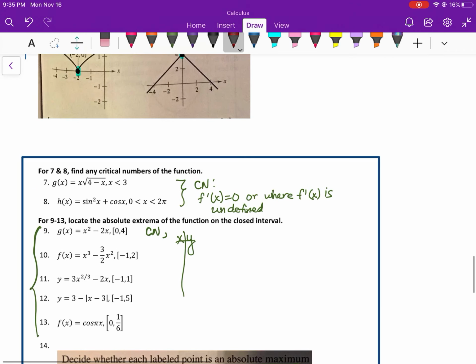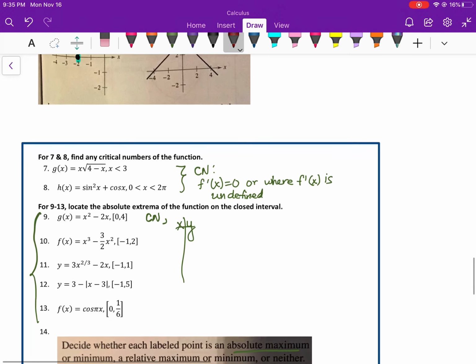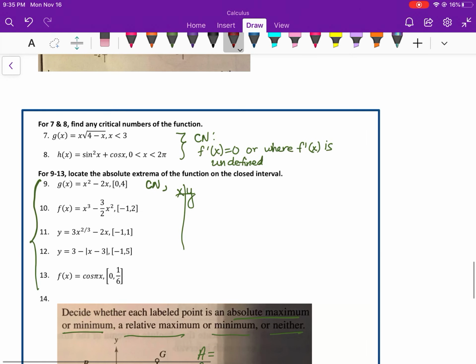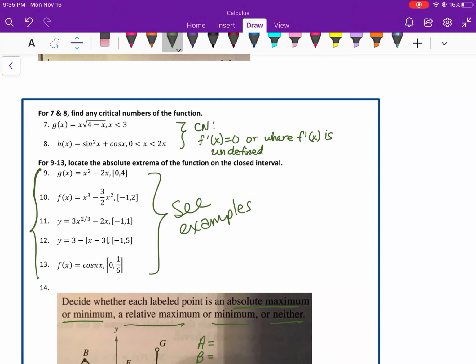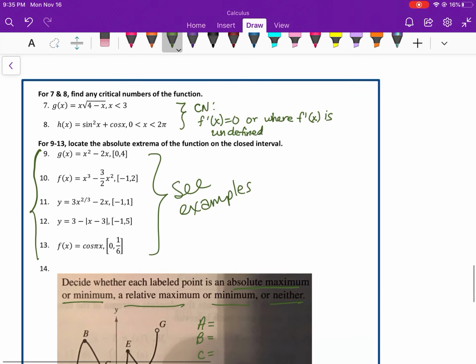On 7 and 8, you're finding the critical numbers. So that's when the derivative's 0 or when the derivative's undefined. And that means the function would not be differentiable there. And then on 9 through 13, those are just like the examples. So see examples. You're going to be finding your critical numbers, setting up the XY table, and so forth.